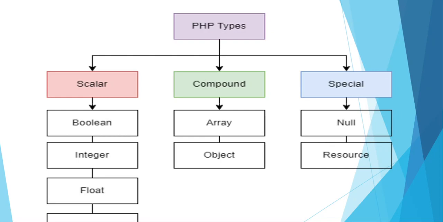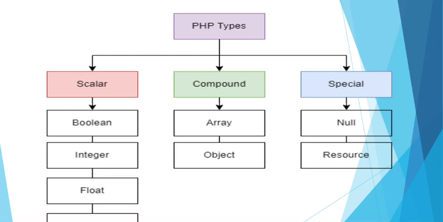Compound data type is the second category. It contains two types: array and objects. We know about array. Array is a stack type of data type. It can store similar kinds of values. Object is another kind of data type. The third category is special. Special data type has two types: null and resource data type.